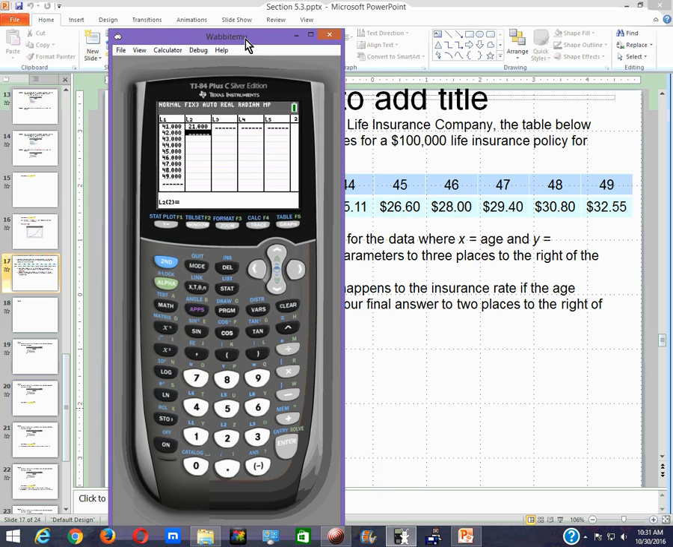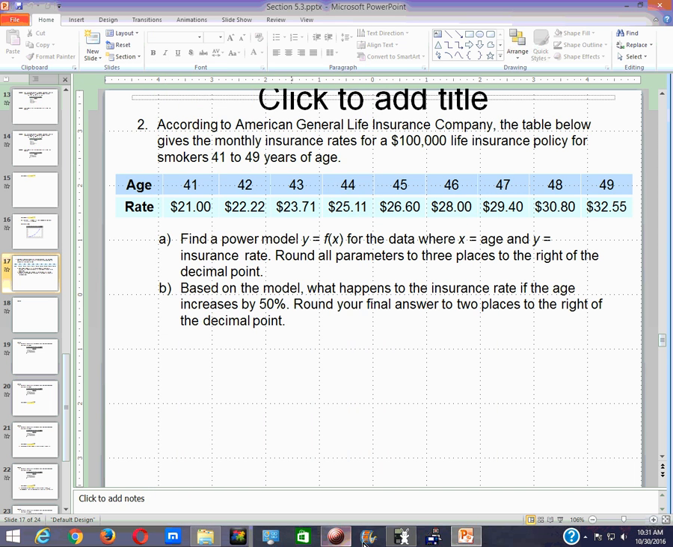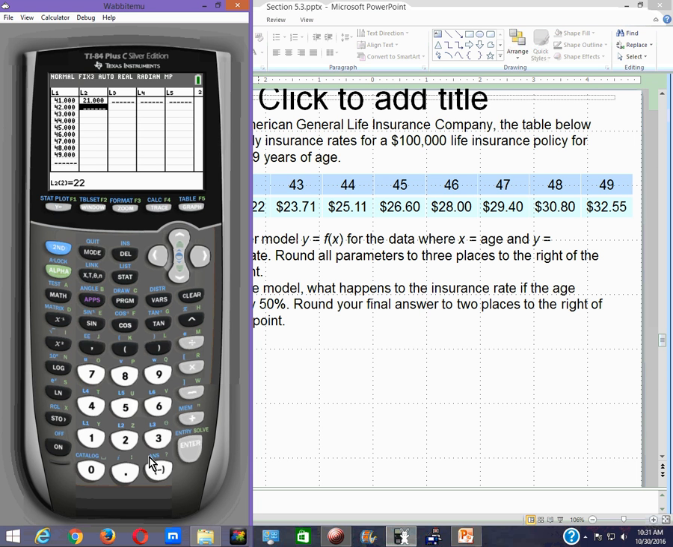Then 22.22, enter, 23.71. Now, of course, the money is also showing that extra decimal place because of my float. 25.11, 26.60, 28, 29.40, 30.80, and 32.55. Enter.